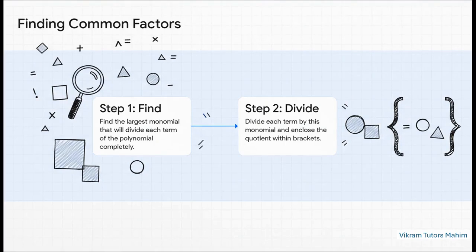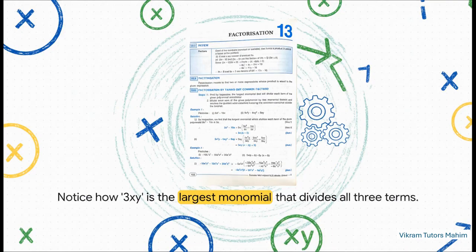Step one, you just scan all the pieces of your expression and find the biggest thing they all have in common. Could be a number, could be a letter, whatever. Step two, you just pull that common piece out front and then write down whatever's left over inside some parentheses. That's it. Okay, let's look at a real example.